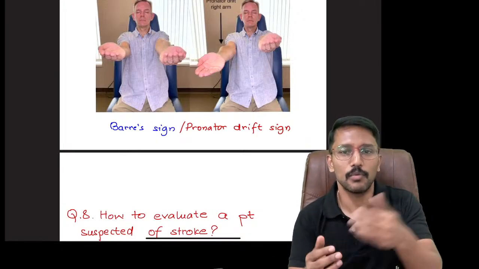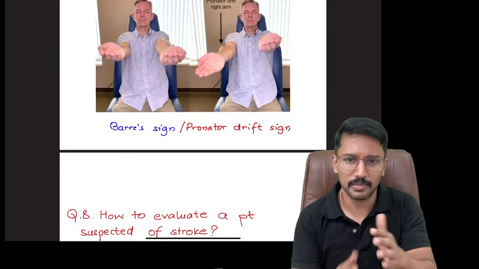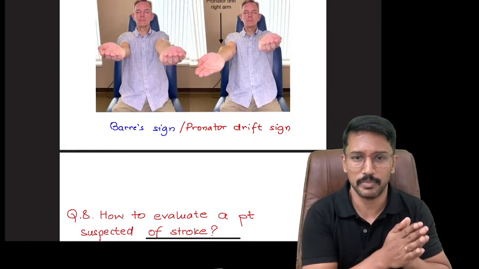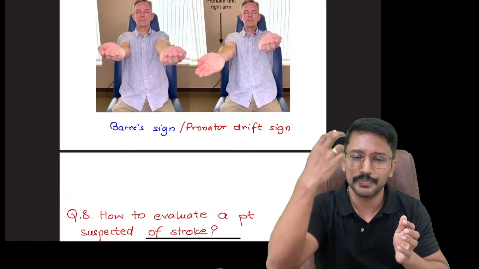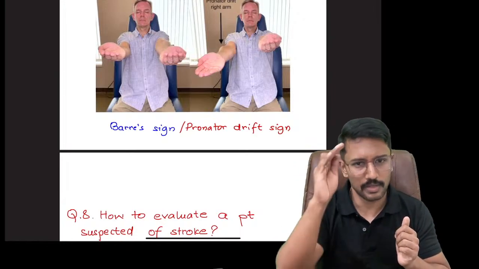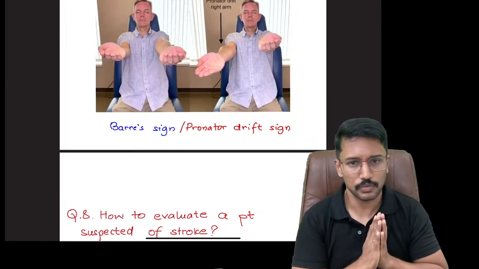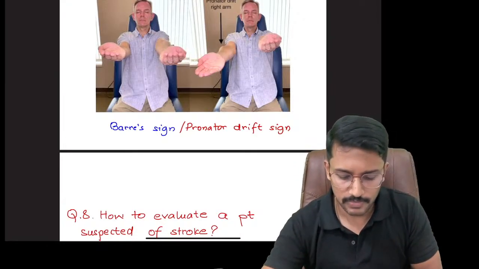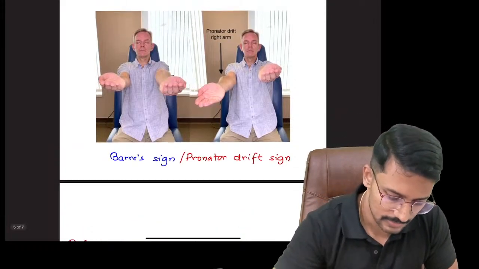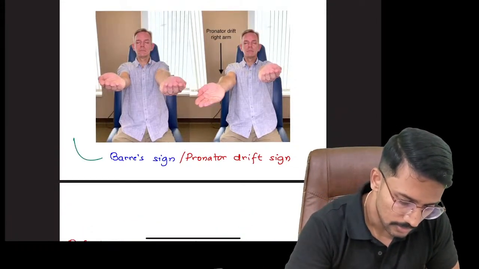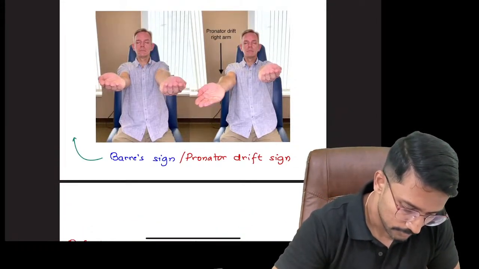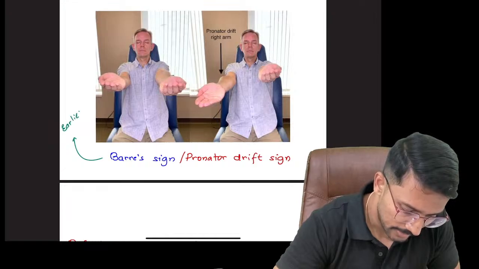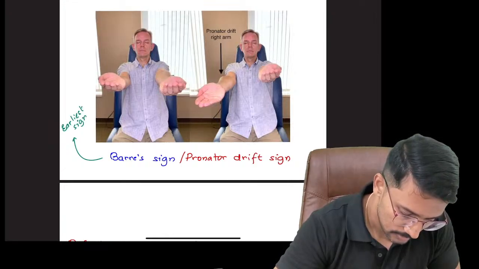So if we can demonstrate this, Barry sign is present, that means there is damage to the pyramidal tract. Where does the pyramidal tract start? Motor cortex, subcortex, brainstem, spinal cord. Somewhere there is damage, most likely because of stroke, right? So that is why this Barry sign is also considered the earliest sign of pyramidal tract damage. Earliest sign of pyramidal tract damage.